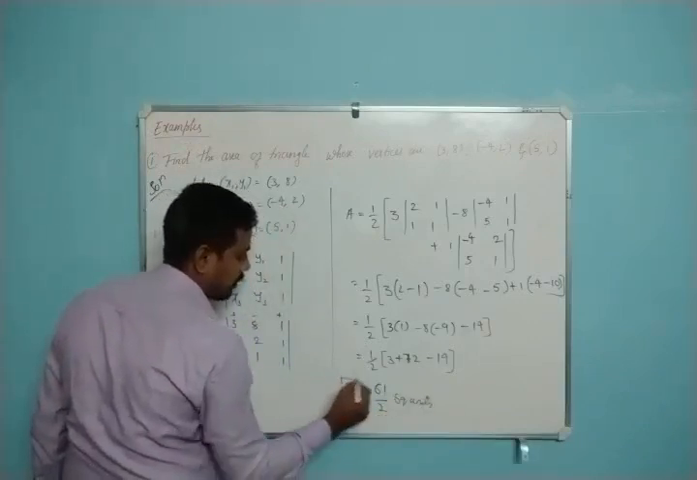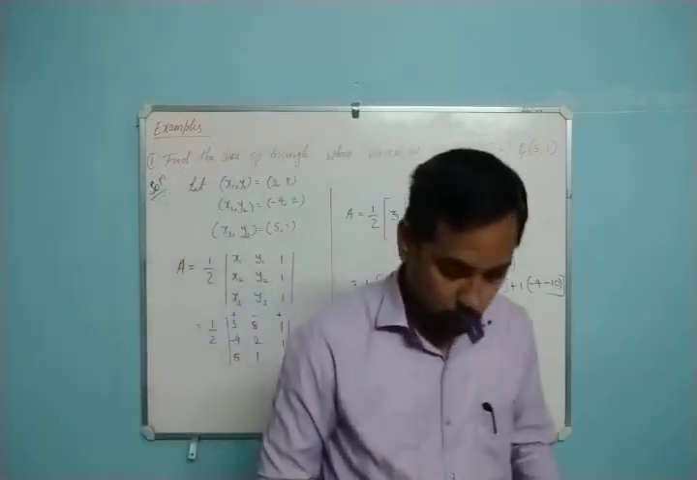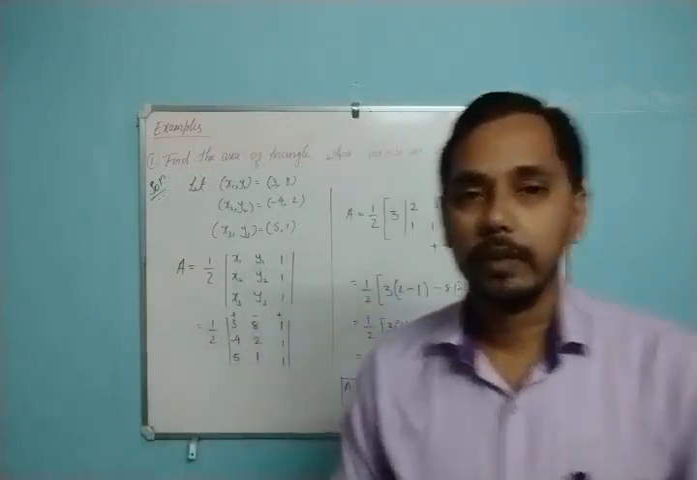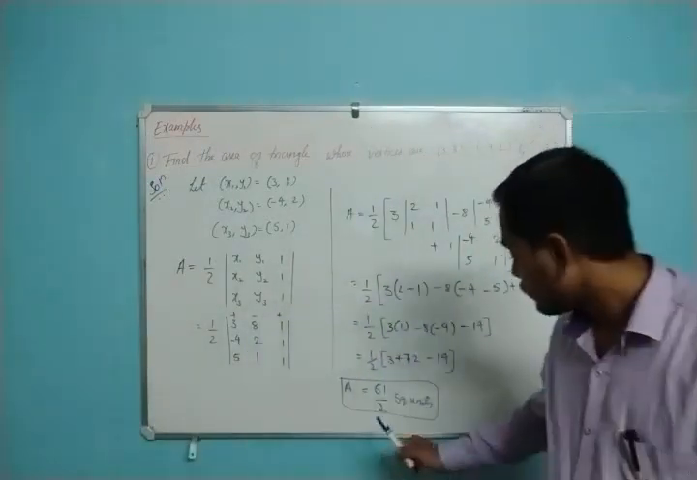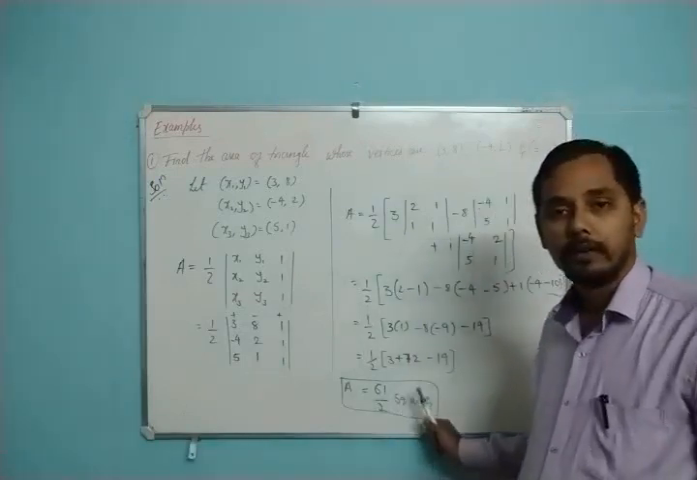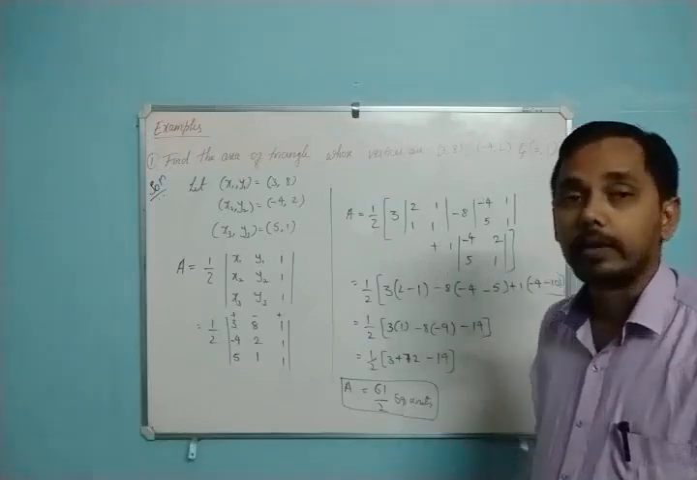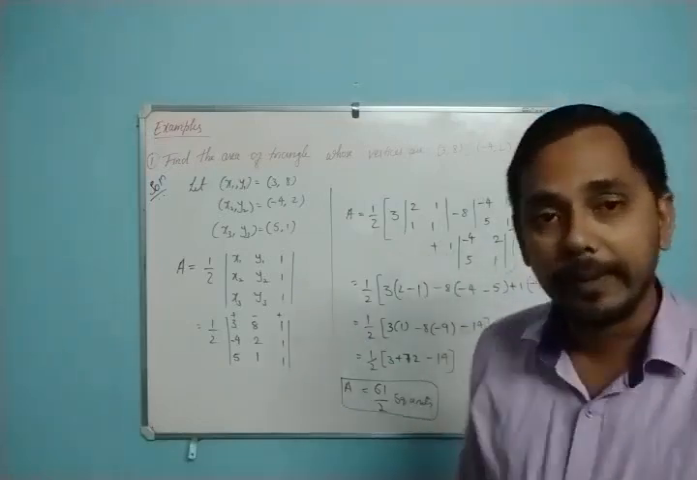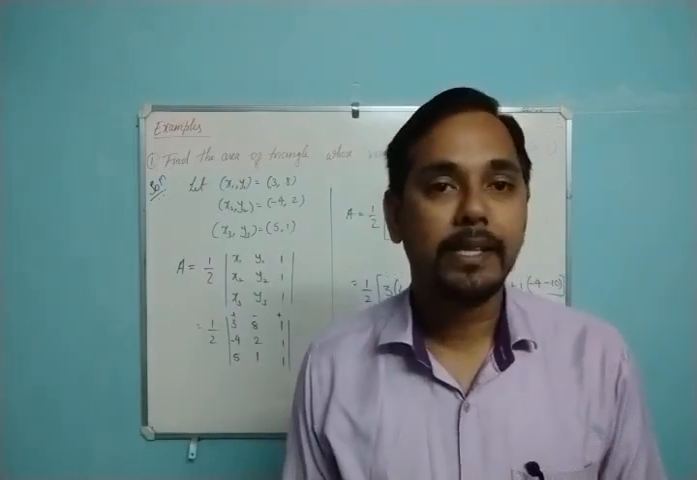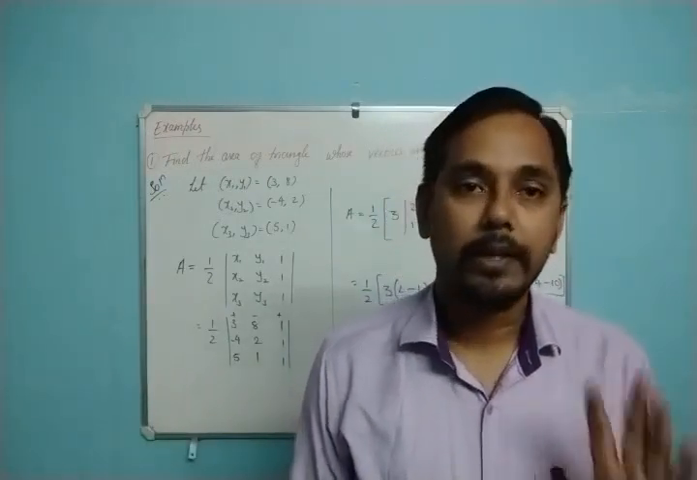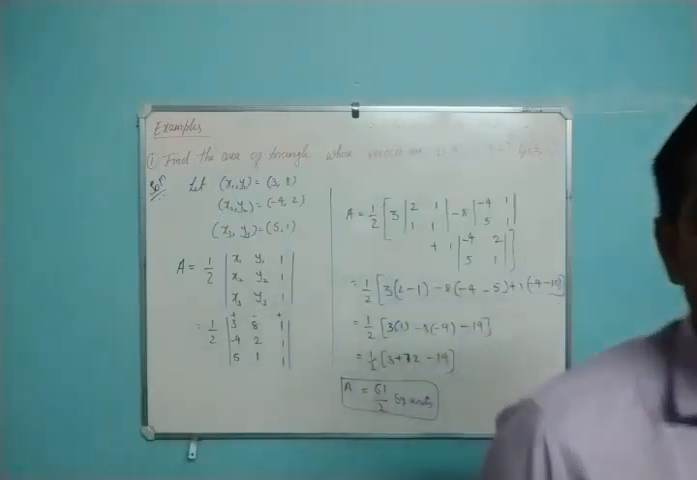The required area is 61 by 2 square units. So this is how the area is to be found out. One more thing, always write square units. Don't forget to write this, if you forget then you may lose marks. The unit of area is square units, so always remember to write it at the end of your answer. Okay, so pause the video and make a note of this.